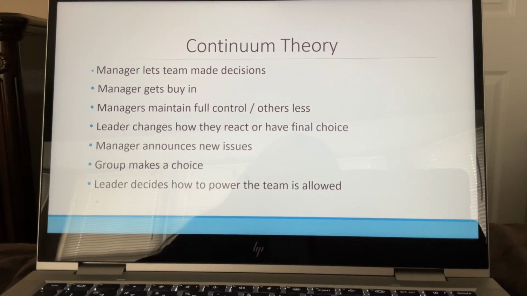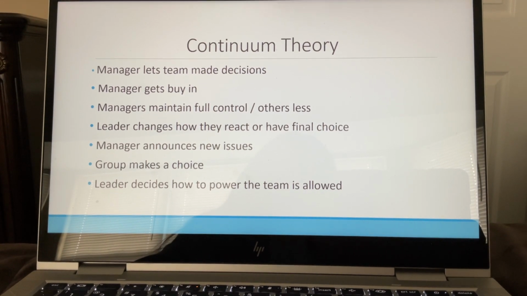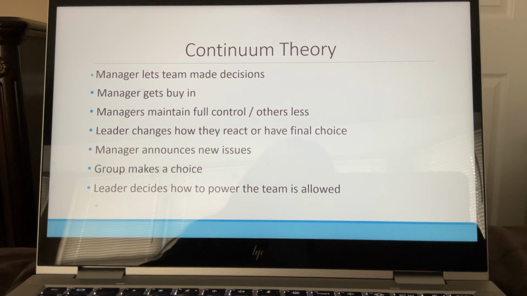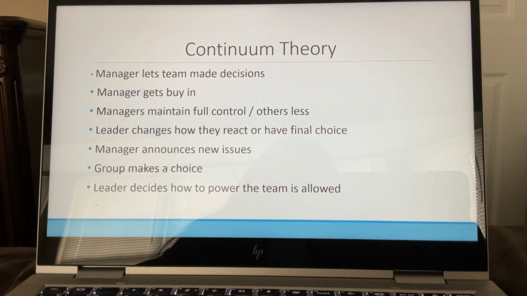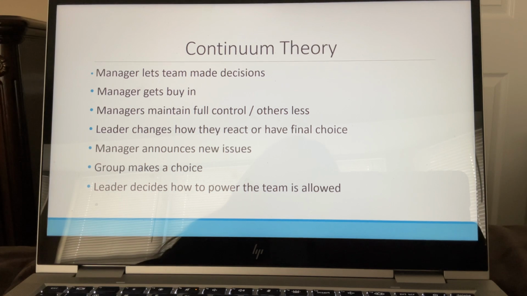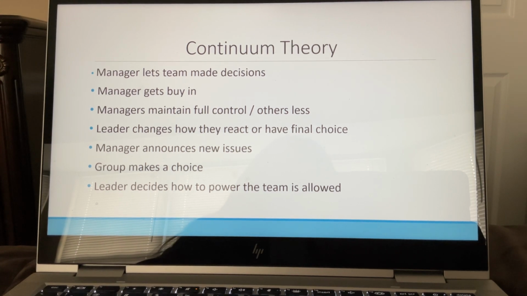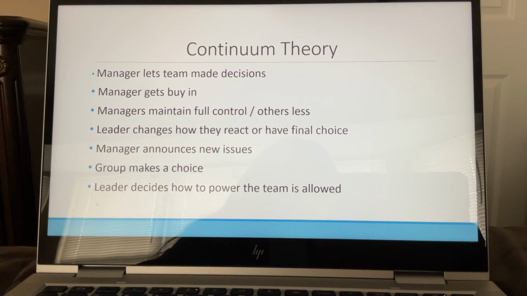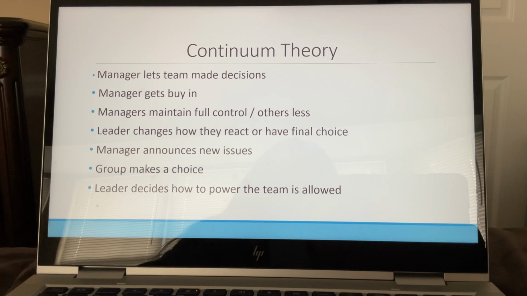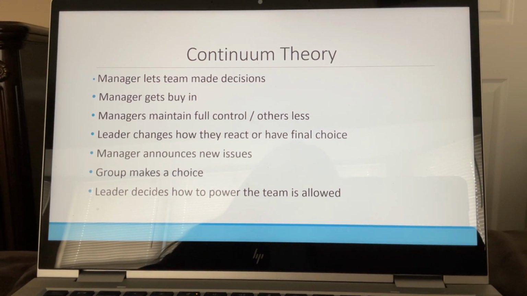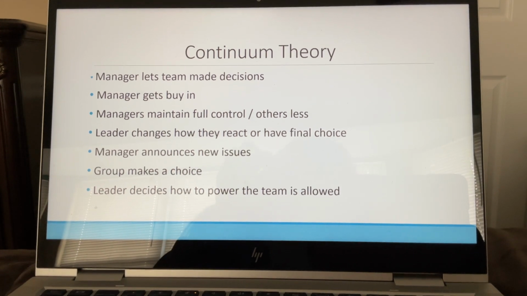So now we have the continuum theory, the second theory we're talking about. It helps managers let teams make their own decisions. Then the teams are more willing to buy into what they're going to do. And managers could still have full control during the whole process, or have less control and give some of that control to the employees.